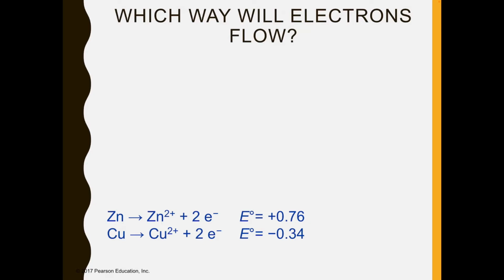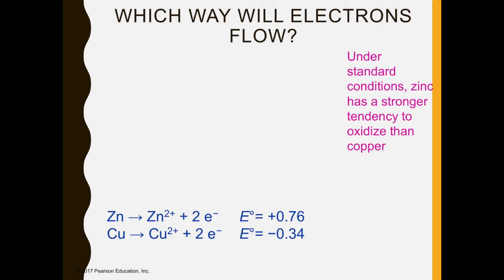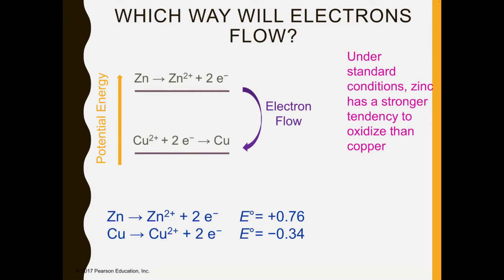And if we look at their relative values, we see that zinc has a positive value of 0.76 and copper has a negative value of 0.34. When we are looking at E naught values, or E values in general, the positive value is going to be spontaneous. So here, our zinc is the one that will be oxidized because it has a stronger tendency to occur. It has a larger positive value. Okay, so zinc has a stronger tendency to oxidize than copper.